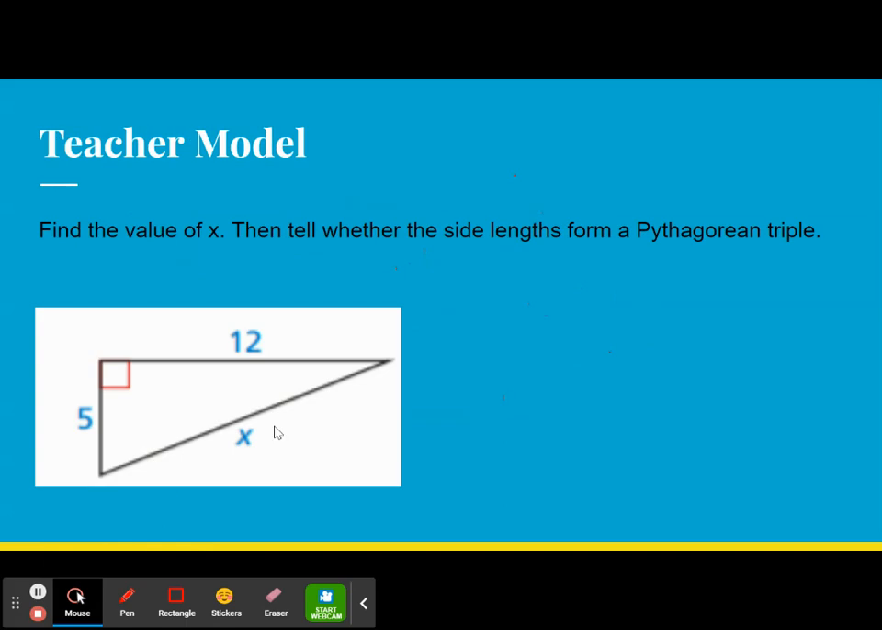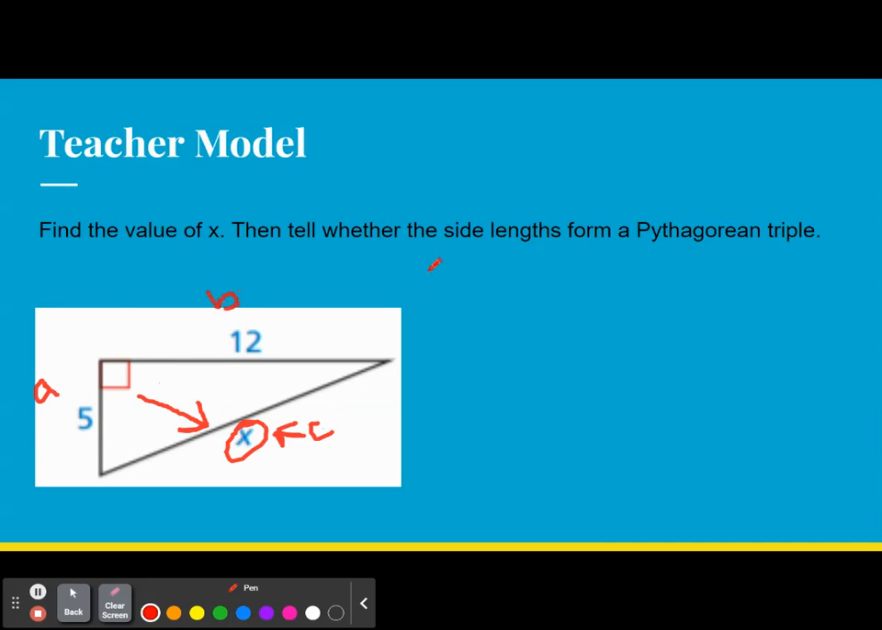Before I do the example, what questions do you have for me? All right, it says find the value of x and tell whether the side lengths form a Pythagorean triple. First thing I would do is show which side's the hypotenuse. Since this is my right angle, my hypotenuse is this side here. So that would be x, so that would have to be c. And my other 2 sides are my legs. Those are interchangeable. One's A and one's going to be B. So I'm going to make 5 A and 12 B.